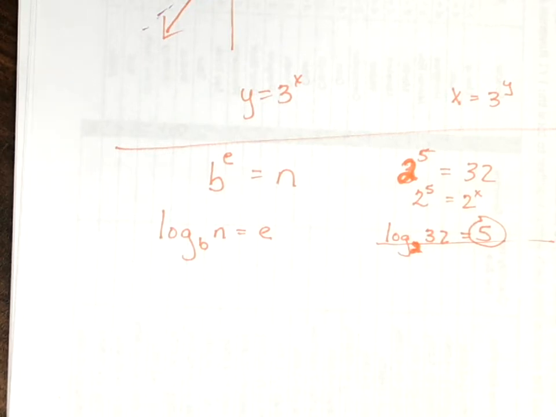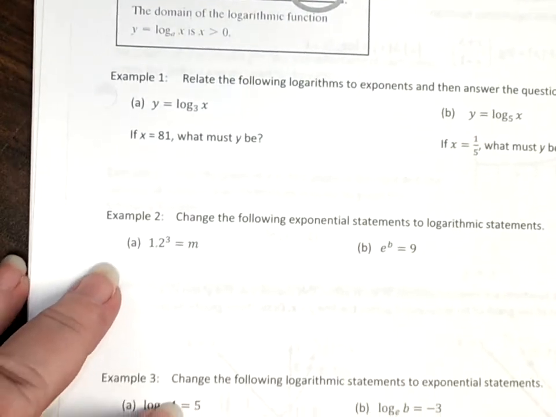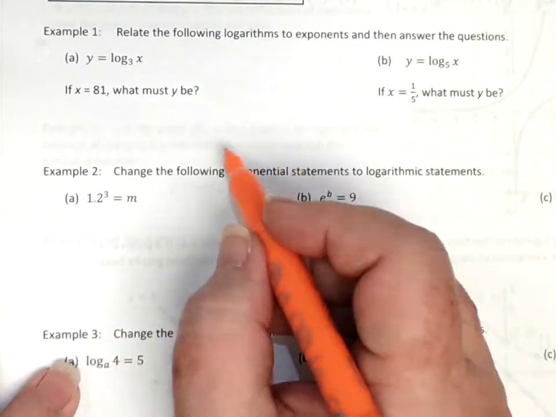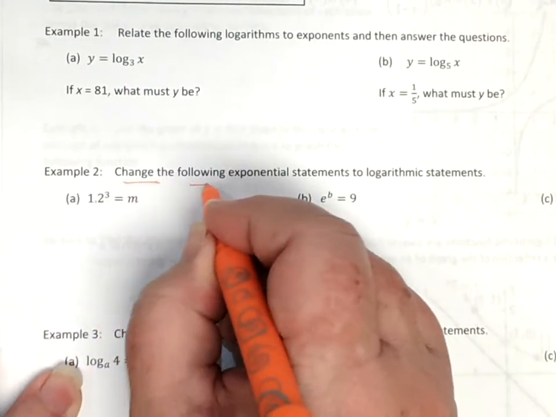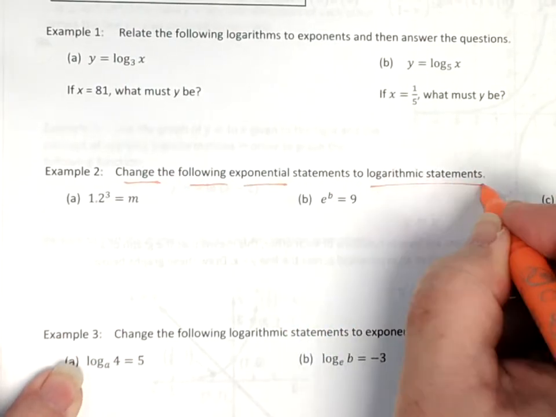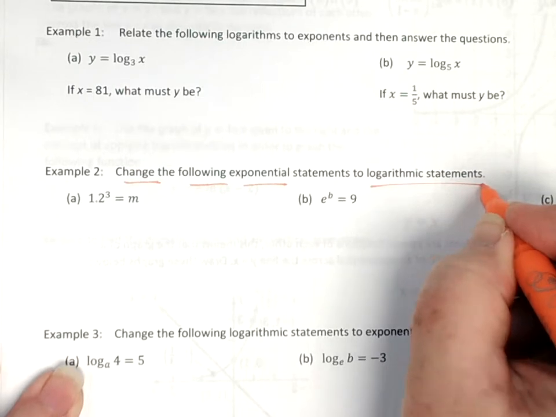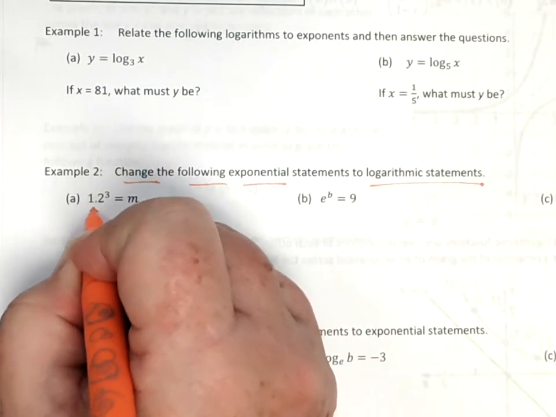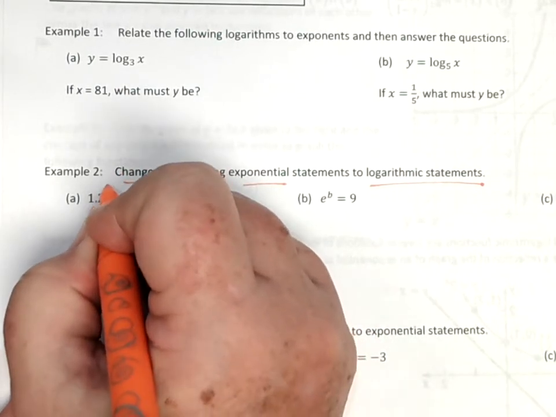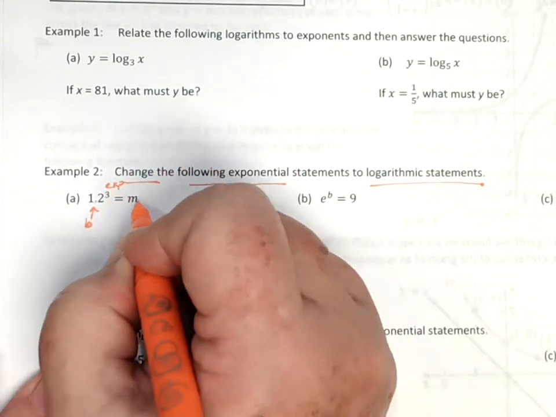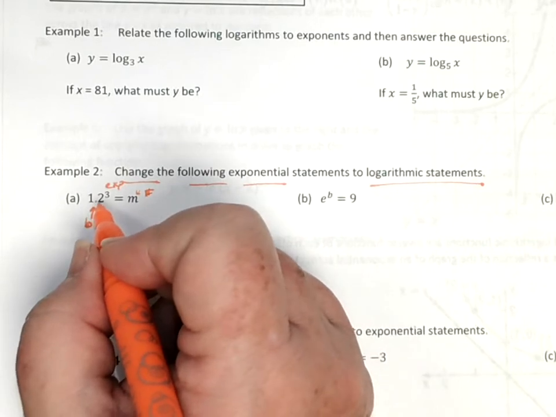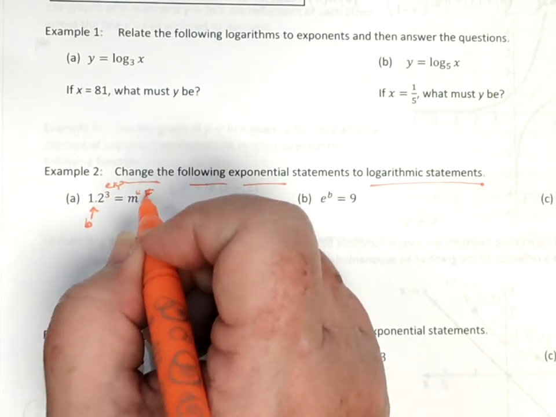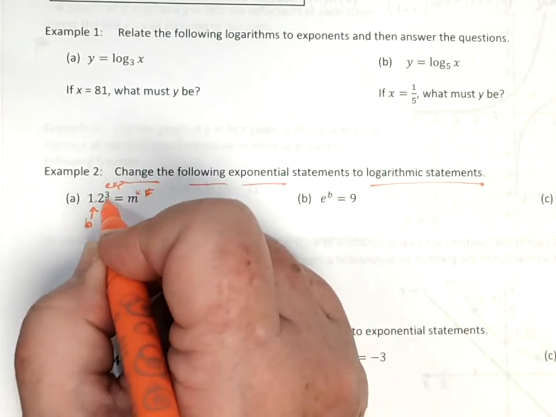So let's take a look at our examples here and what they're asking me to do. I'm going to start with example 2. We'll come back to this one in a minute. It says change the following exponential statements to log statements. So in order to do that, I have to recognize there is my base, there is my exponent right there, and there is my number right there. So my base was 1.2, my number is m, and my exponent is 3.